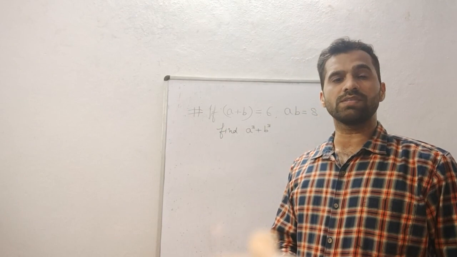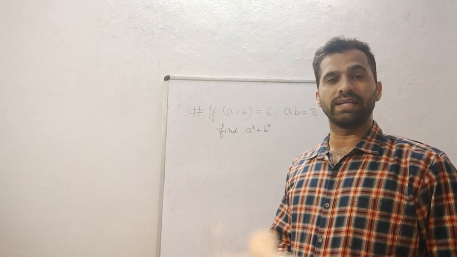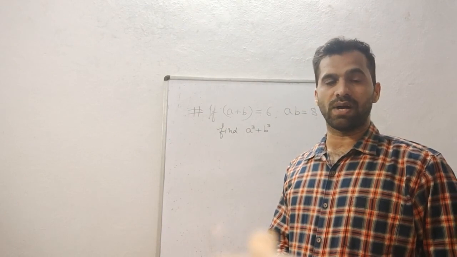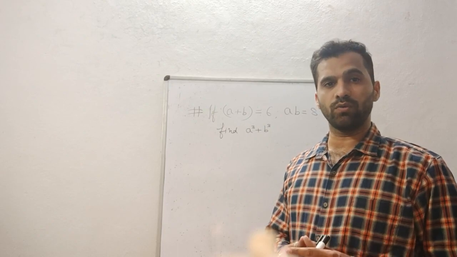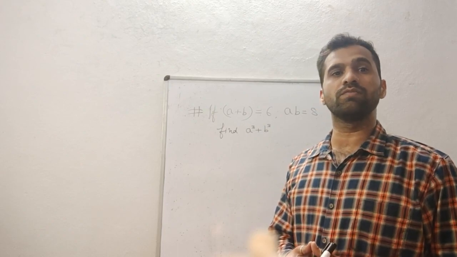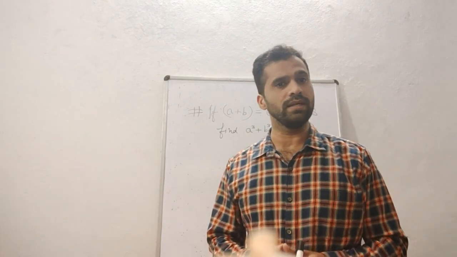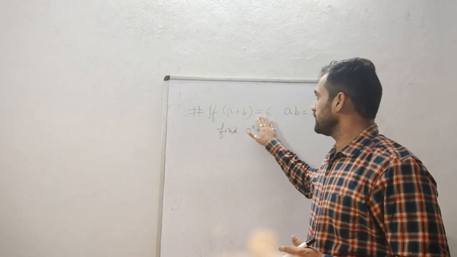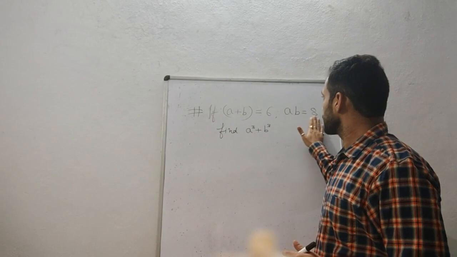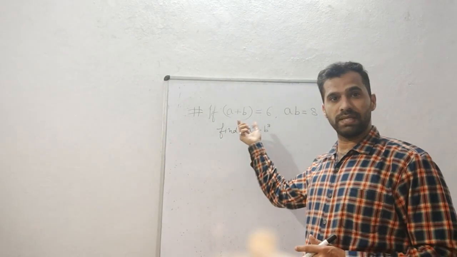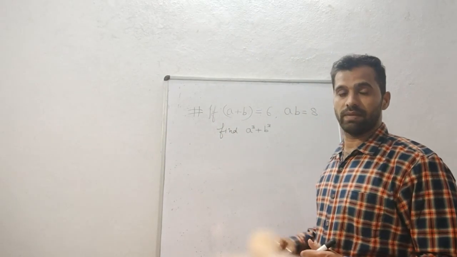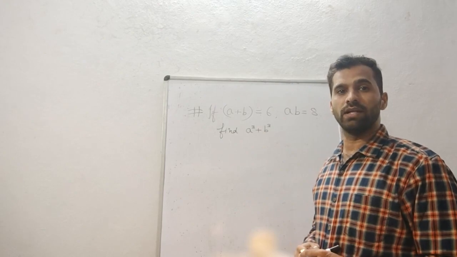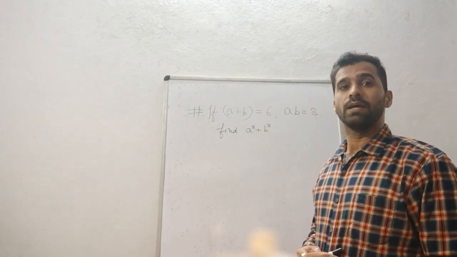In the previous class, we studied the identities, that is chapter number 3, expansion. We are going to continue with the same chapter and we will learn a few more questions related to those identities. Suppose we are given a plus b is equal to 6 and ab is equal to 8. The value of a plus b is given and the value of ab is given, and we have to find the value of a cube plus b cube.